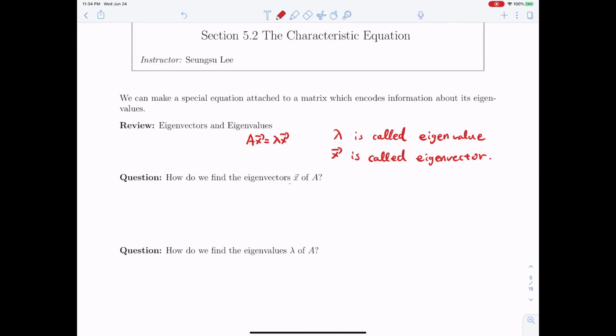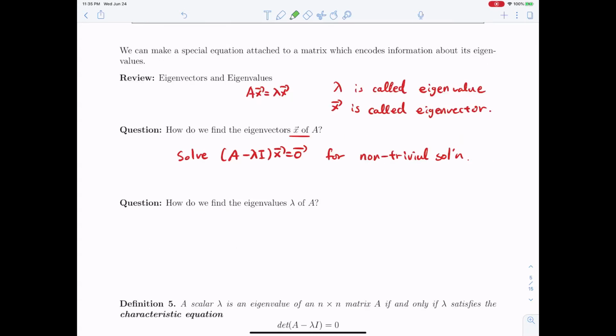So how do you find the eigenvectors? Well, we solve A minus lambda I times X equals 0 for a non-trivial solution. If you recall how we found the eigenvalue of an upper triangular matrix, we find lambda that makes A minus lambda I have a non-trivial solution. But this takes a lot of time if A is not an upper triangular matrix, because you need to find an REF of the given matrix. So there's a better way to find an eigenvalue of the given matrix.